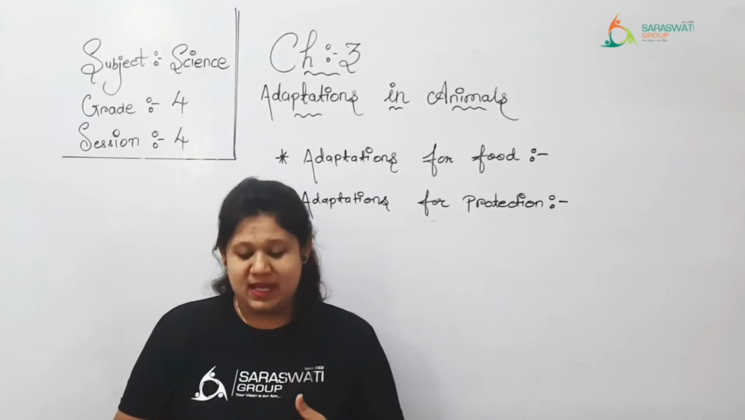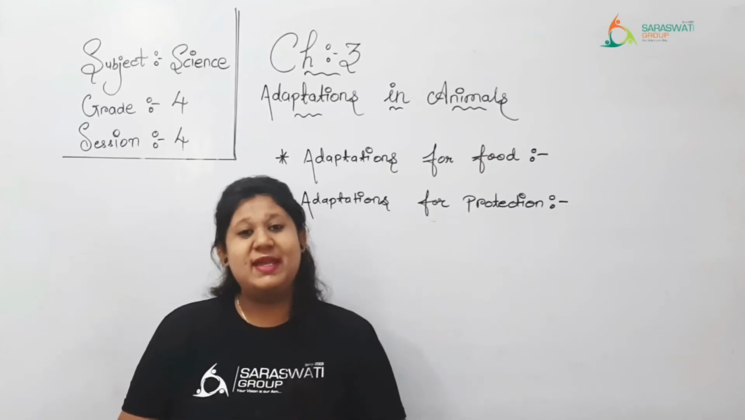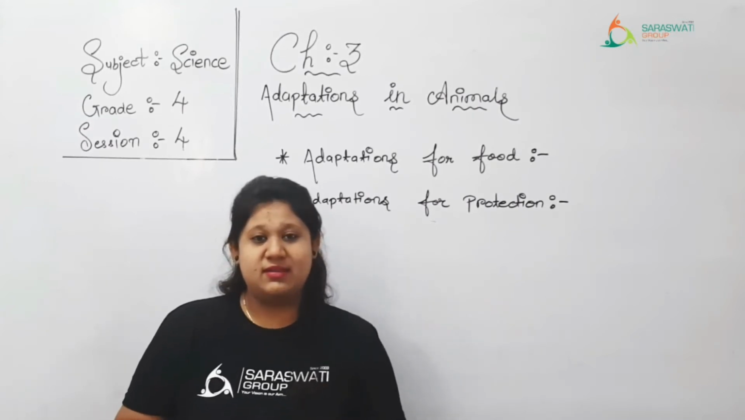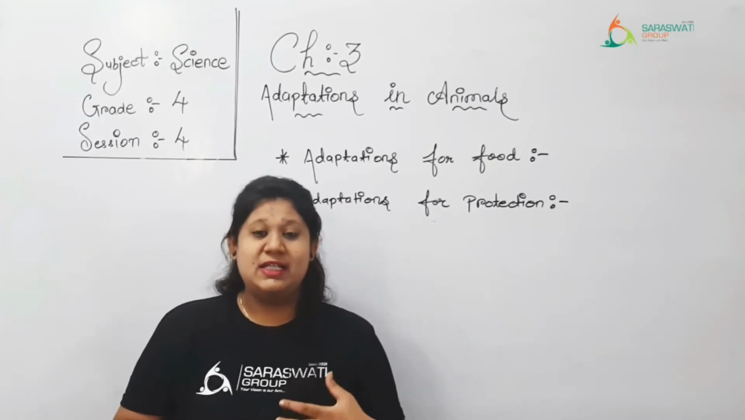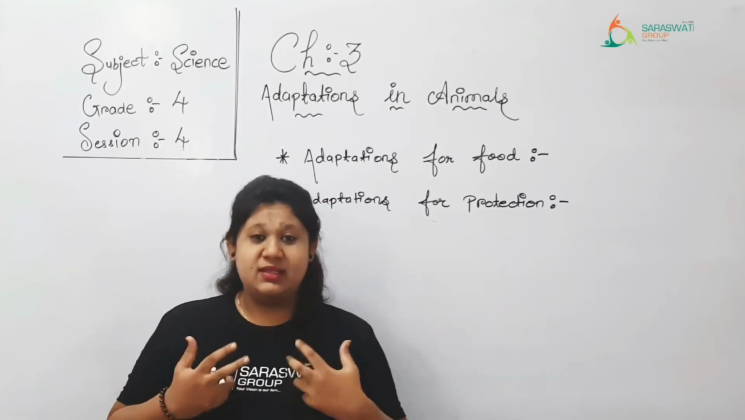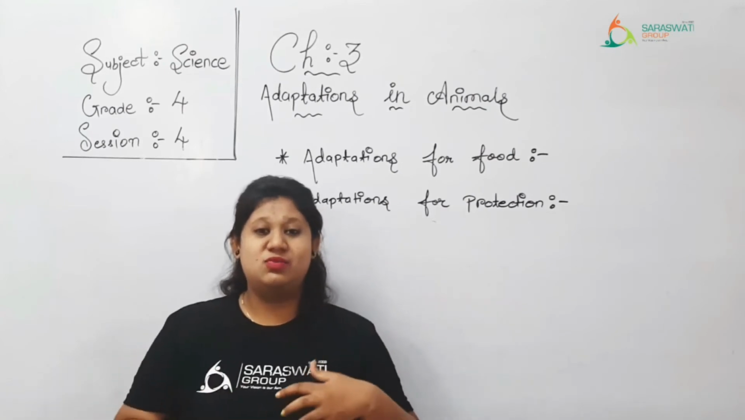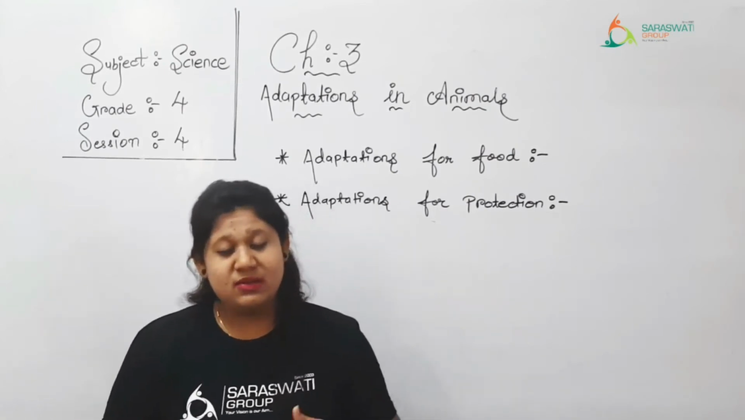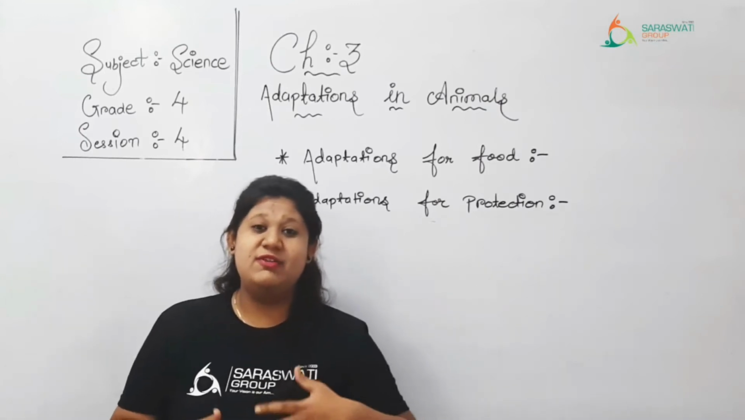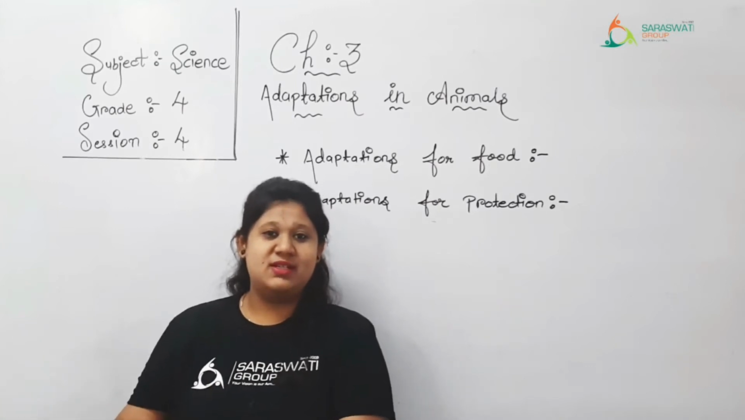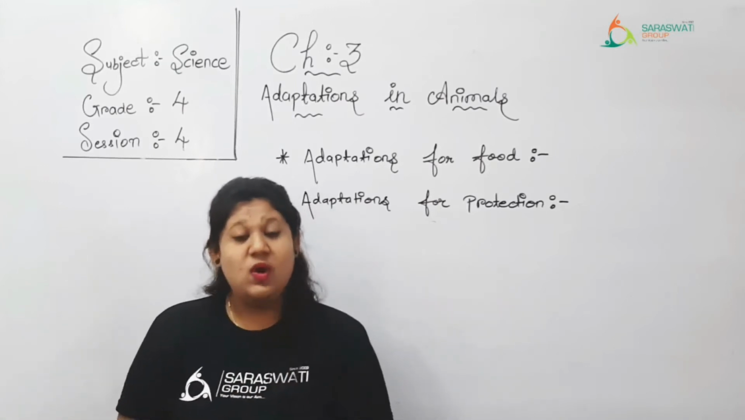Some animals are herbivores, they eat only plants, right? So they have strong teeth, right? Some eat the flesh of other animals, so they have sharp front teeth. They have sharp claws to attack prey, right? So all the animals have different features according to their food habit. Done? Now herbivores.